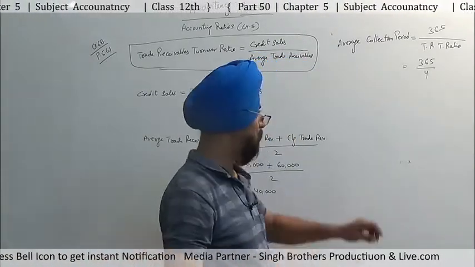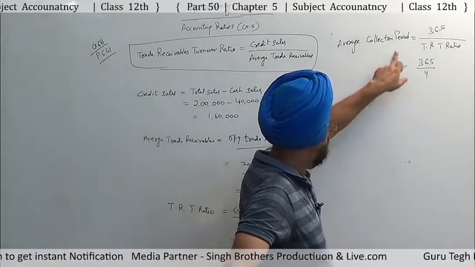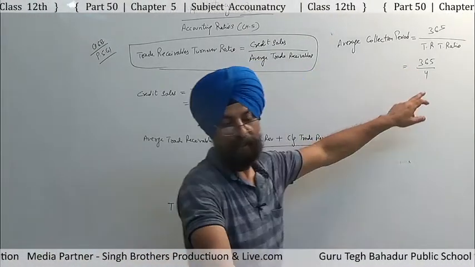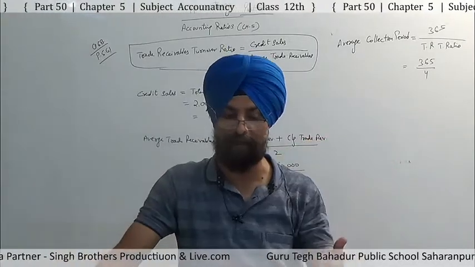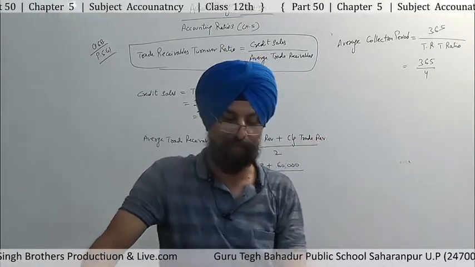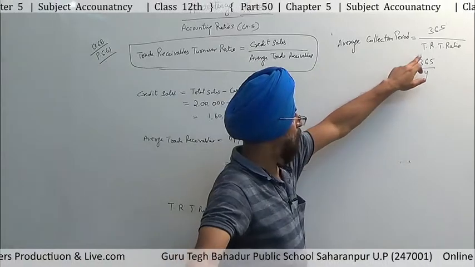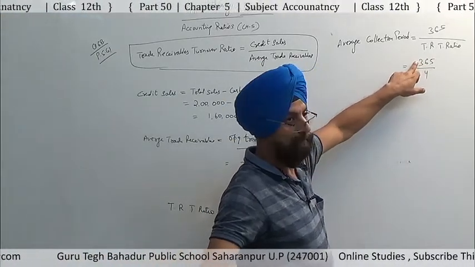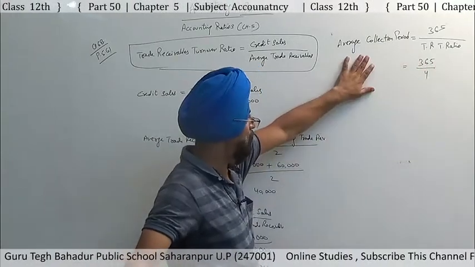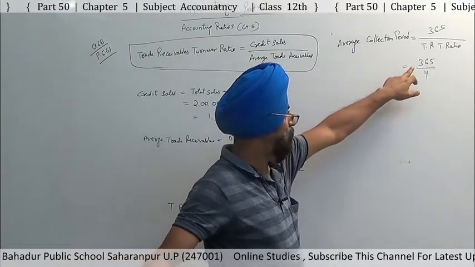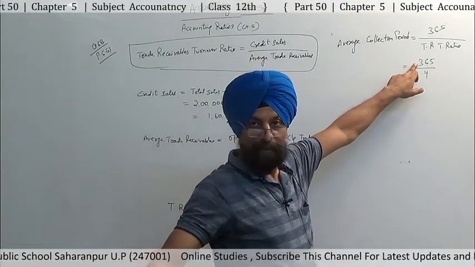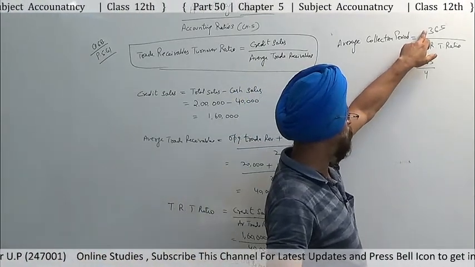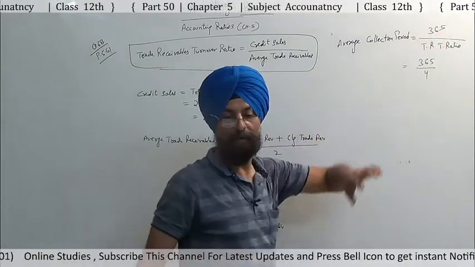One thing more, students, listen is, if we are finding average collection period in days, then 365 by 4. If we find this average collection period in months, then we have to put in numerator 12 months. If we have to find average collection period in months, then put here months, 12 months in a year. In number of days, we have to put here 365 number of days.